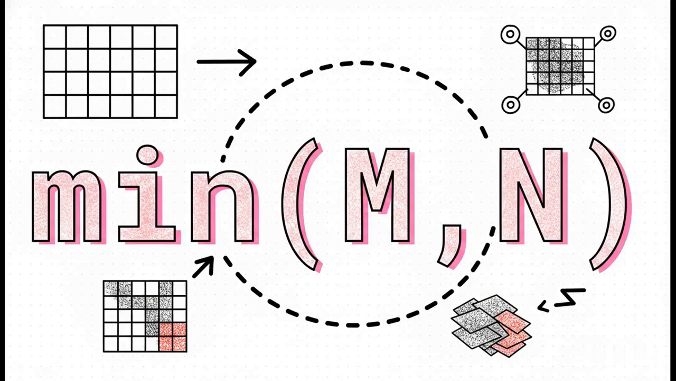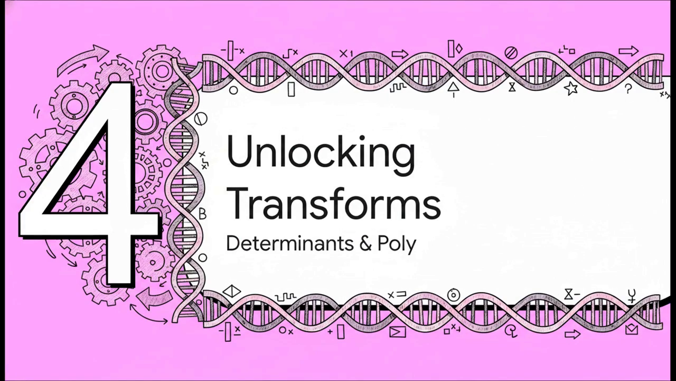And you've got to remember this golden rule. The absolute maximum possible rank of any matrix is the smaller of its row count or its column count. If a matrix hits that maximum possible rank, it's considered full rank. If it's less than that, it's reduced rank or singular, which basically means you have overlapping, redundant data clogging up your system. Finally, let's dive into Section 4, Unlocking Transformations with Determinants and Polynomials.